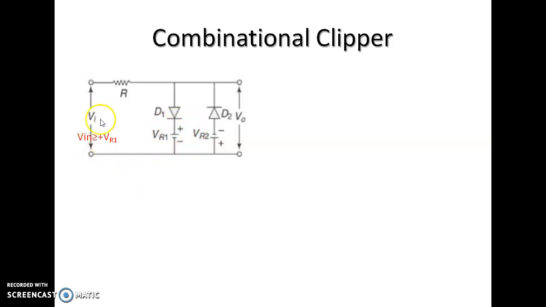So if the input is greater than VR1, what is the meaning? This point of the diode is maintained at VR1 and this point is applied with the input voltage which is greater than VR1. So the condition of the diode will be forward biased and it is equivalent to a short circuit. So what is the equivalent of this arm? This gets short circuited, so this arm contains only the voltage source VR1. What will be the condition of the diode D2? It will be reverse biased and it is equivalent to an open circuit, or else we can assume that this arm is not at all present.